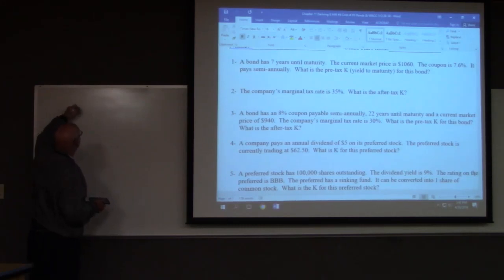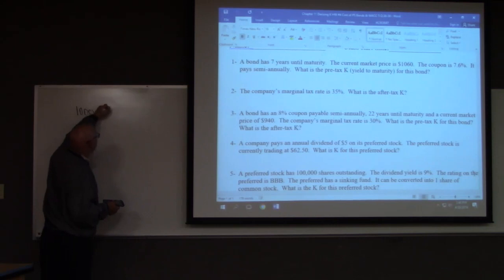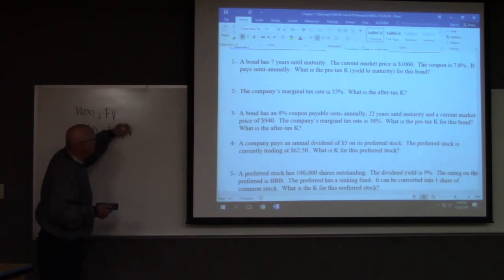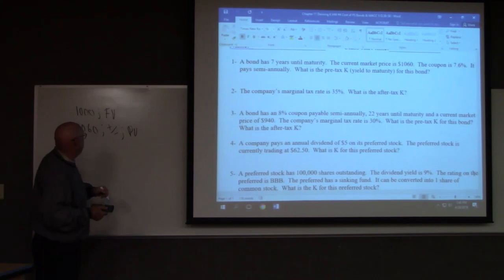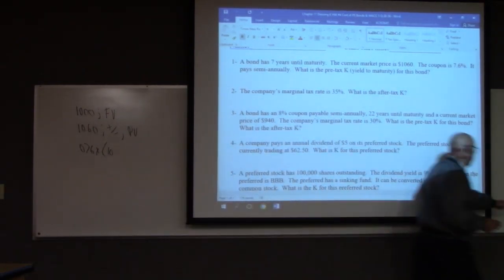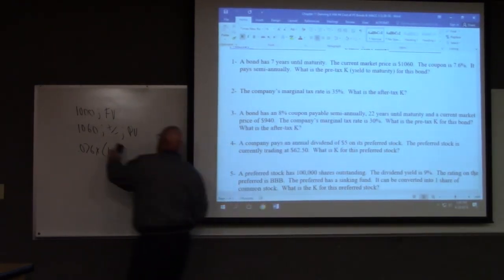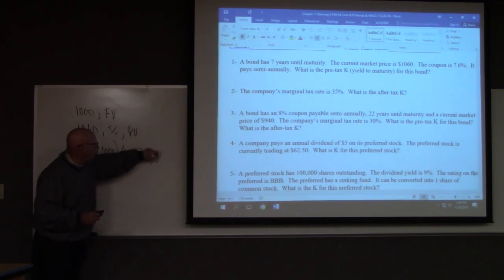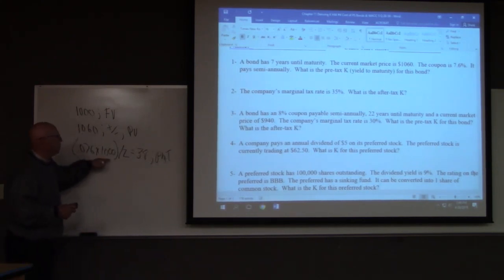So we've got 1,000 is the future value. I always like to start with 1,000 being the future value. And 1,060 plus minus is the current market price, so that's your present value. And it pays 7.6%, so that's 0.076 times 1,000. So 0.076 times 1,000 divided by 2. 38 is our payment. Remember, it's semi-annually, okay?